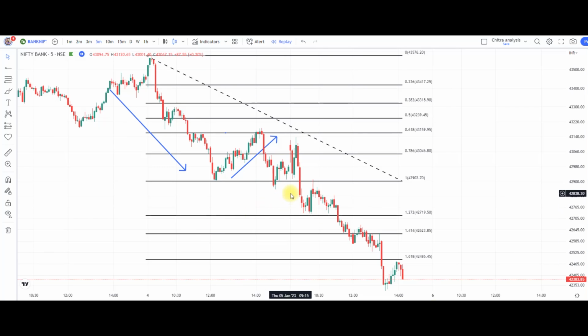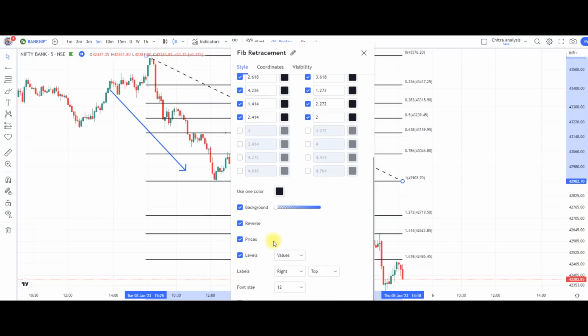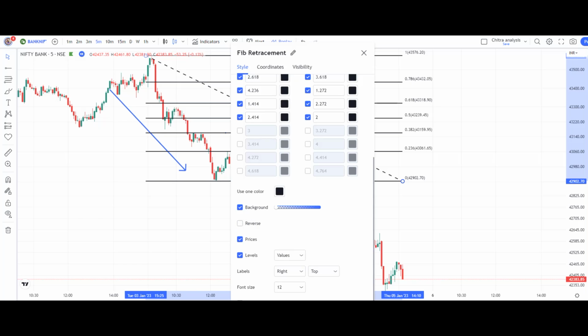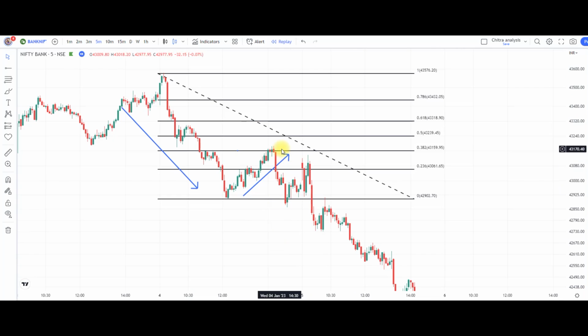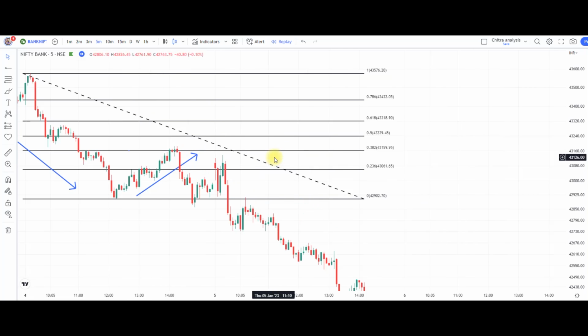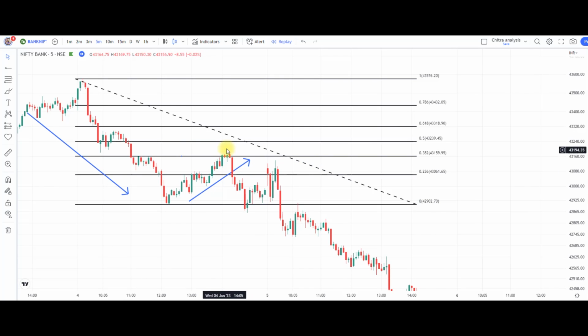So why we enter into the short trade, I will explain you here. Click on Fibonacci and go to settings and uncheck the reverse and click on OK. So exactly we enter here at 0.382. So at 0.382 here you can see we got a spinning top candle. So after that, once that low is taken away, one can enter into the short trade.